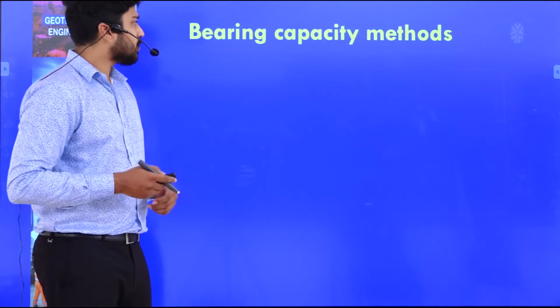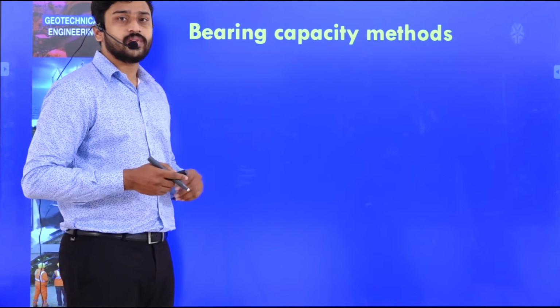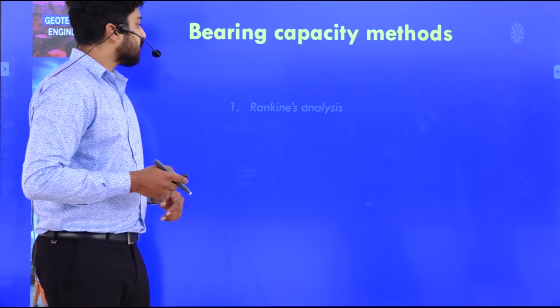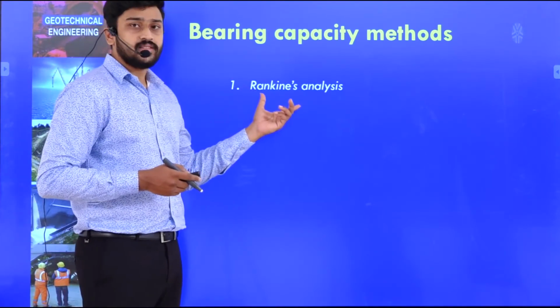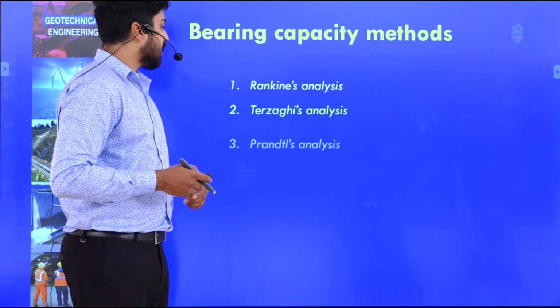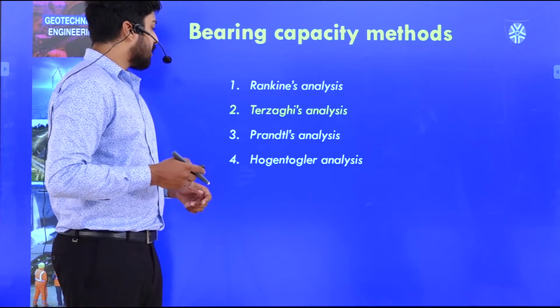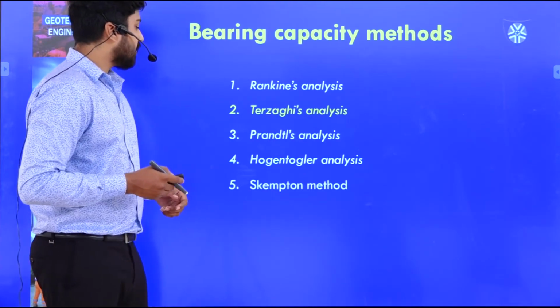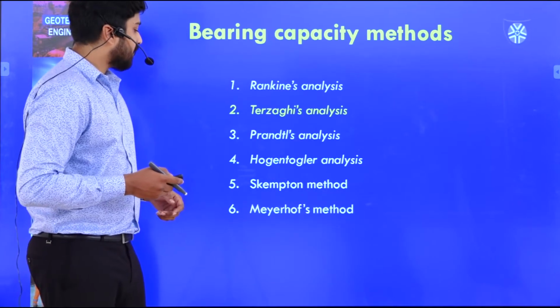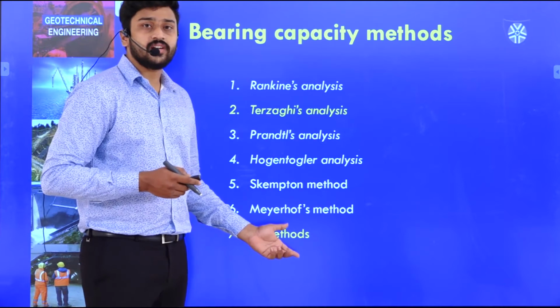Coming to today's lecture, let us look at the different methods that are there for the determination of bearing capacity. The first one is the Rankine's analysis, the other one is the Terzaghi's analysis, and then we have the Prandtl analysis, and then Hansen and Vesic analysis, then Skempton's method, and then the Meyerhof's method, and finally the Indian standard methods.